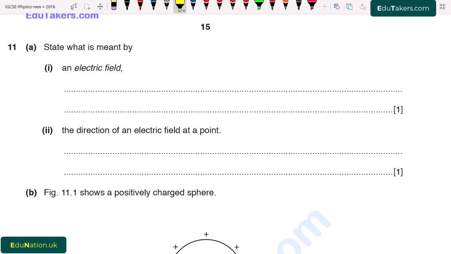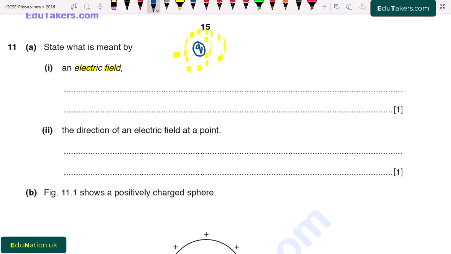Question number 11, part A. State what is meant by part 1, electric field. So here we have to define the electric field. Electric field is a region where the force acts on a charge. If I suppose that here is a charge Q, the region around the charge where the electric force acts on the charge is known as electric field. This region is shaded by this. So this whole region is basically the electric field.